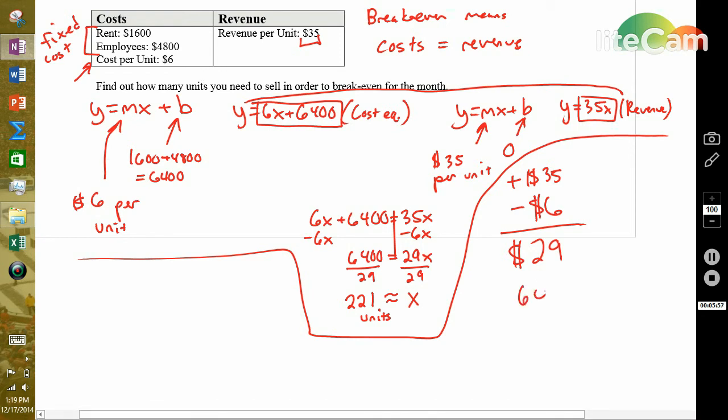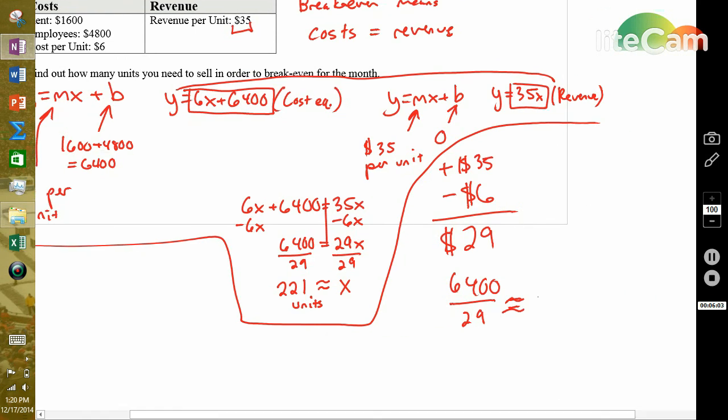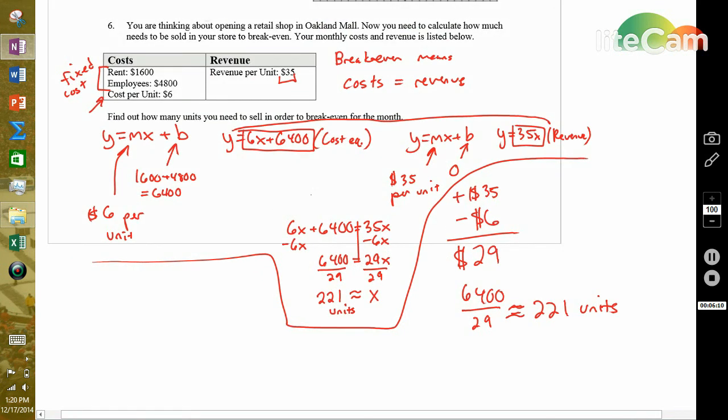So simply just do 6,400 divided by the profit you make, and you get exactly the answer we already talked about, roughly 221 units. Now it looks much simpler than the one on the left. Both are viable options if they both make sense to you.